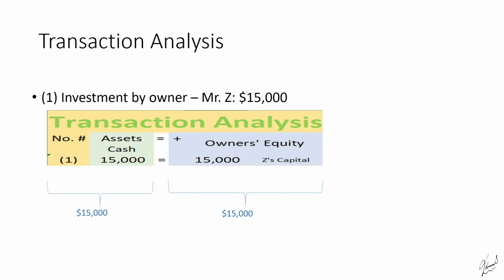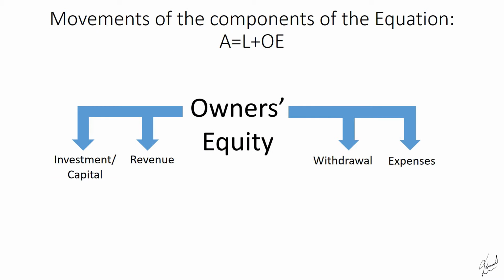Our first transaction is investment by owner worth 15,000. Now what does investment by owner mean? It means the owner has put his own money into the organization. So it is capital of the business, and capital represents owner's equity because it is one of the four parts of owner's equity. As you have already studied, owner's equity has four sections: capital, revenue, withdrawal and expense.